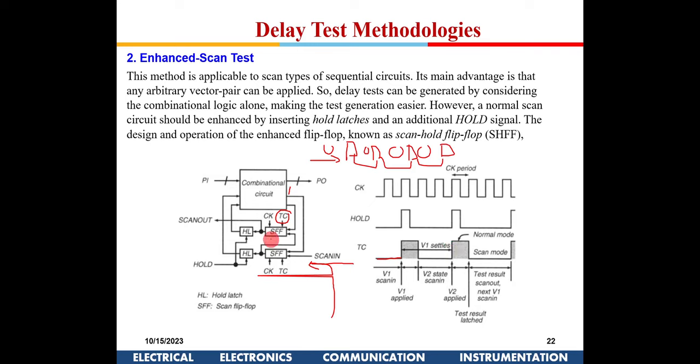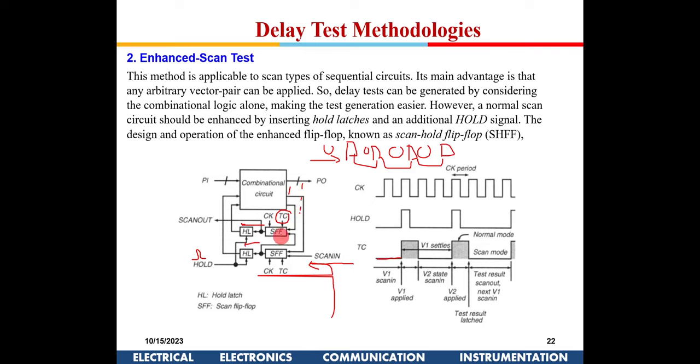Yes, sir. Okay. Now, once all the test vector is available in all the flip-flops, the output of the test flip-flop is not connected to the combinational block, but there is a hold latch. So I give a hold signal high for a short duration, and whatever data is available here will be captured here. Once the hold signal goes high, V1 starts computing, and all those values will be available here. But that value is not important to us.